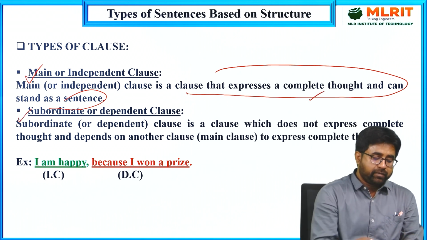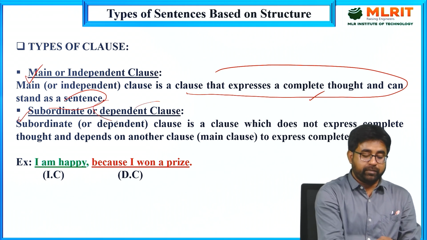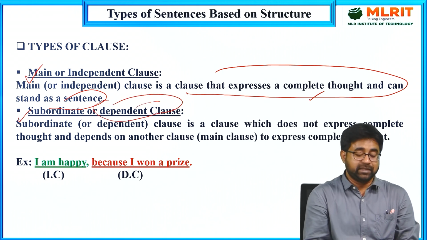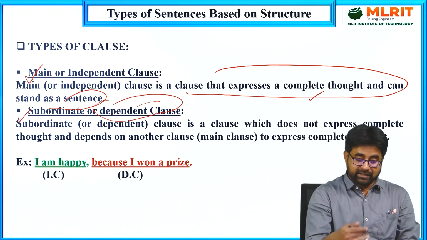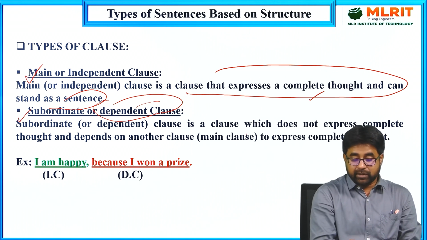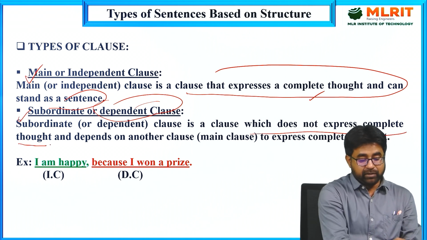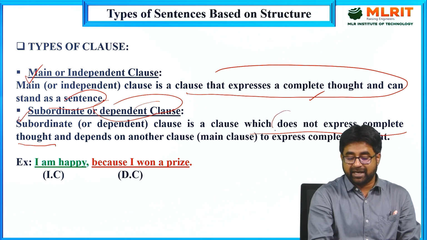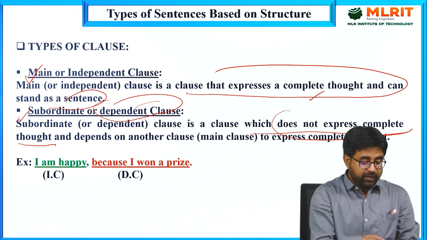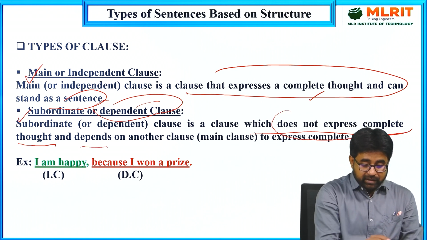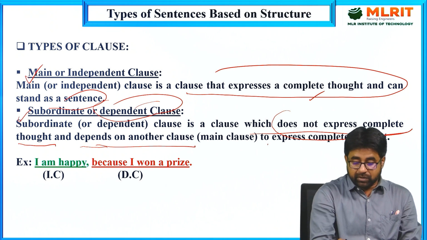The other type of clause is the subordinate or dependent clause. Now, from the name you can understand, dependent clause means it will depend on something else, some other part of the sentence. So it's a clause which does not express a complete thought. So this is one requirement. It can never express a complete thought. And what is the next requirement? It depends on another clause to express a complete thought.